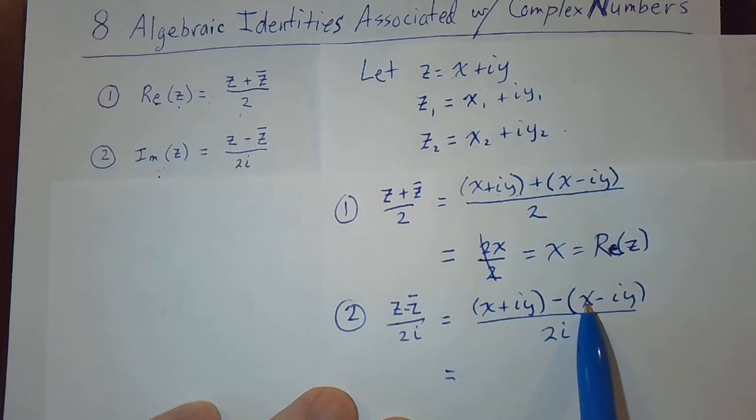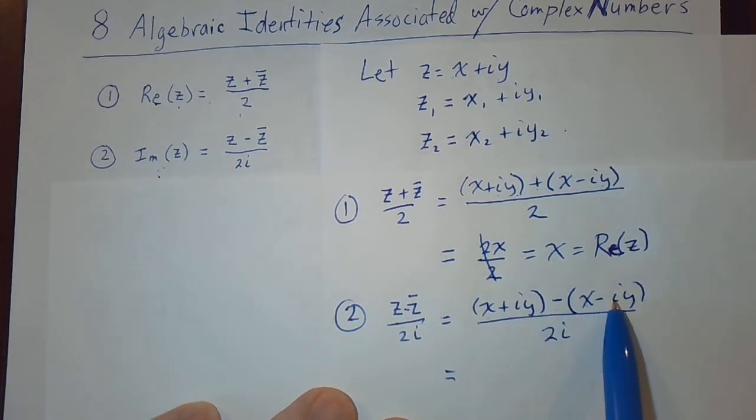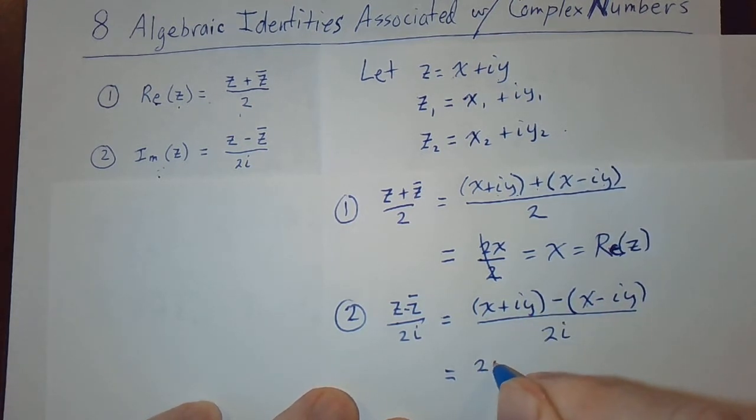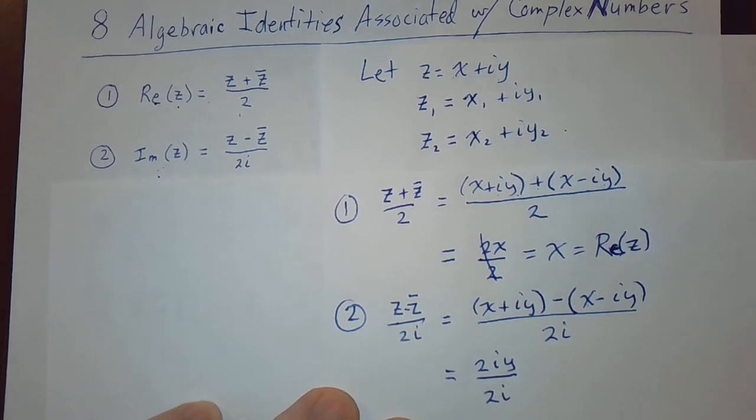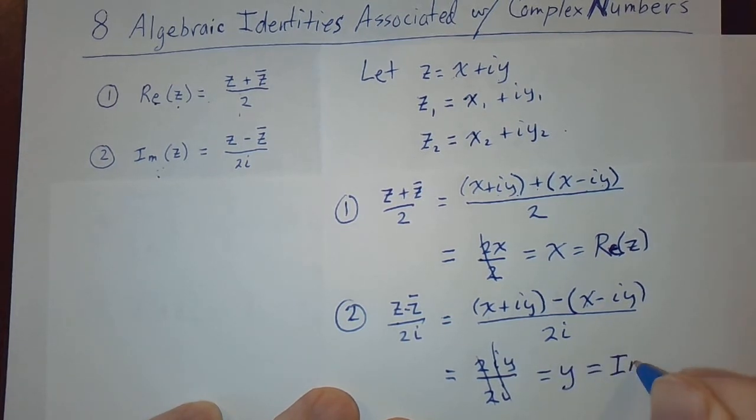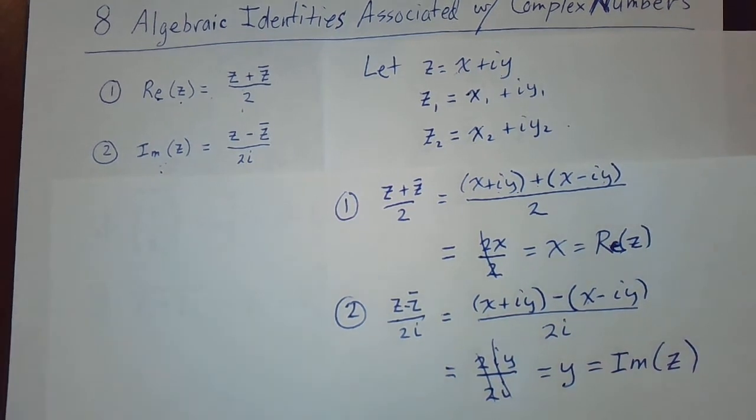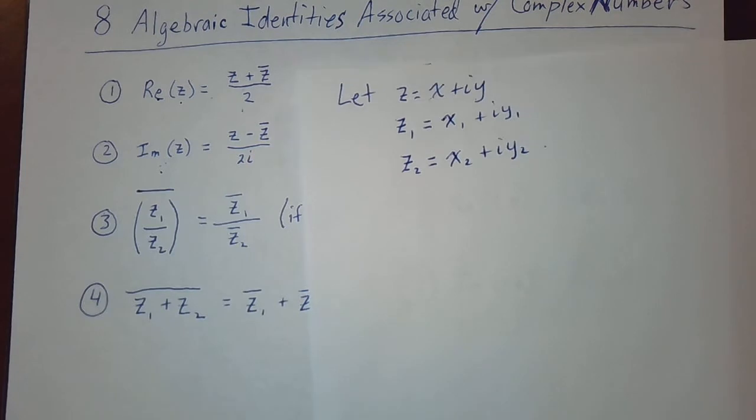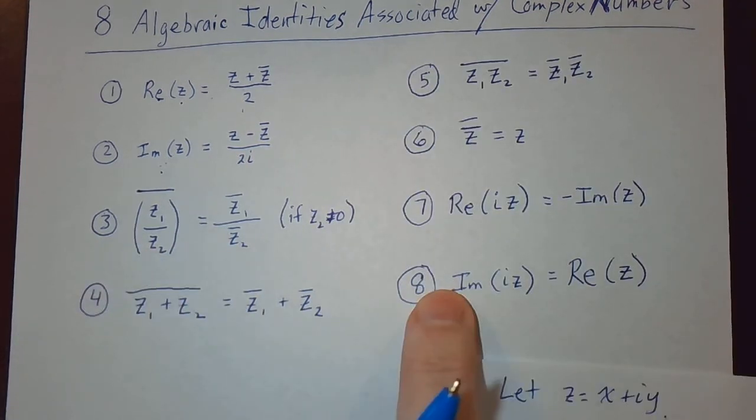X minus x is 0. Iy minus negative iy is iy plus iy. That would give me 2 iy's. And the denominator is 2i. So the 2i cancels, leaving us with y, which is indeed the imaginary part of z. So we've proven 1 and 2, and in subsequent videos we will prove identities 3 through 8.